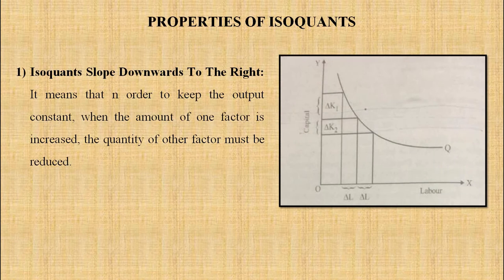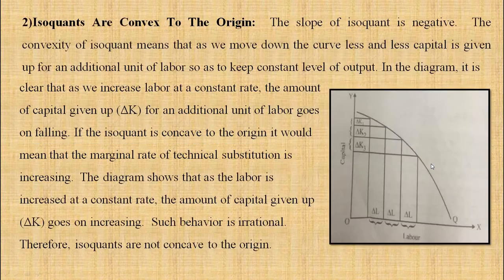Now properties of isoquant. Number 1, isoquant slopes downwards to the right. It means that in order to keep the output constant, when the amount of one factor is increased, the quantity of the other factor must be reduced. So if more capital is there, less labor. If more labor is there, less capital. So the isoquant slopes downwards to the right. This is property number 1.